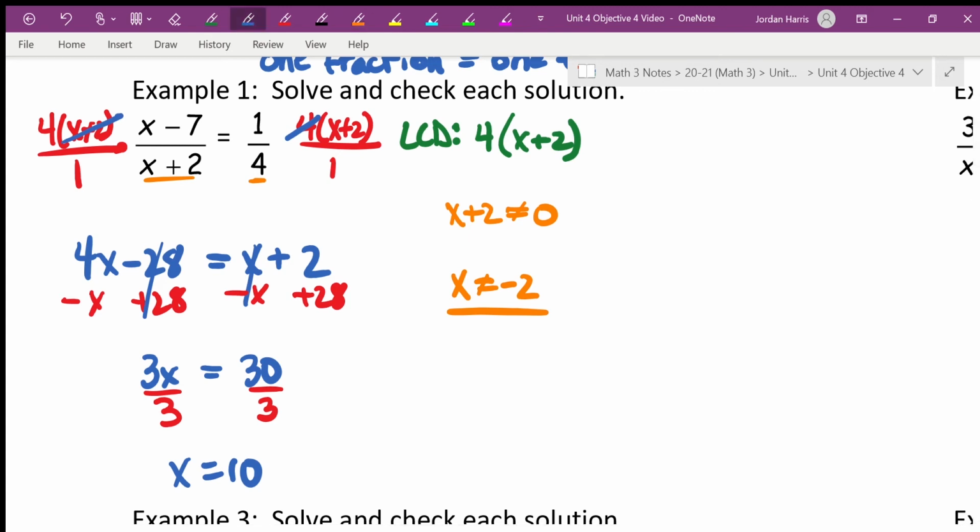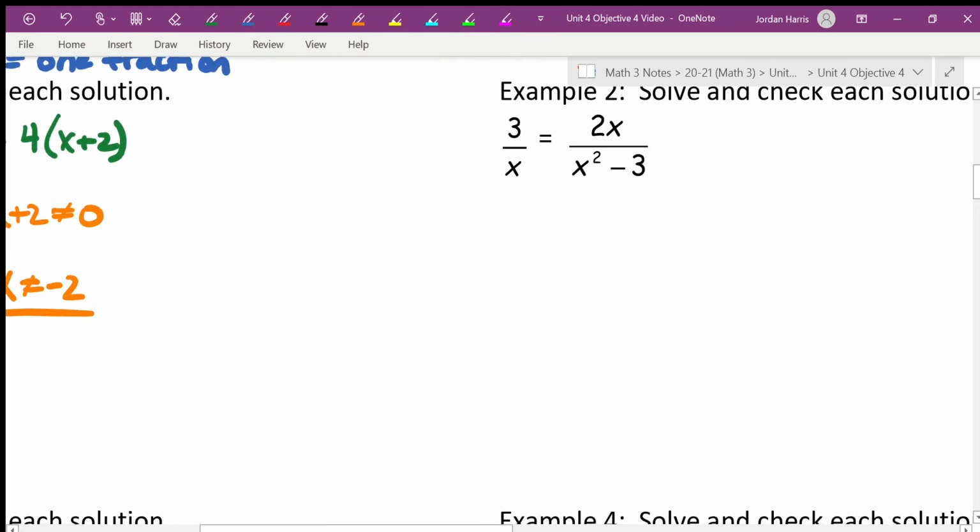In this case, my x value was 10, so that's okay. If my x value is -2, I would cross it out, and the answer would be no solution. Okay, so this is really important. All right, so that's example 1.